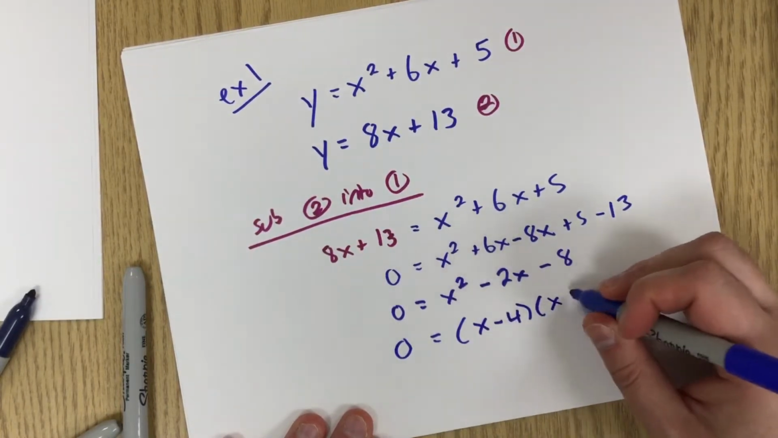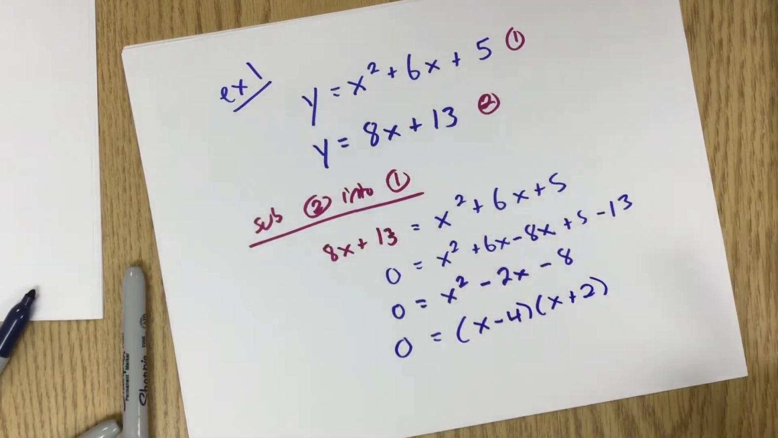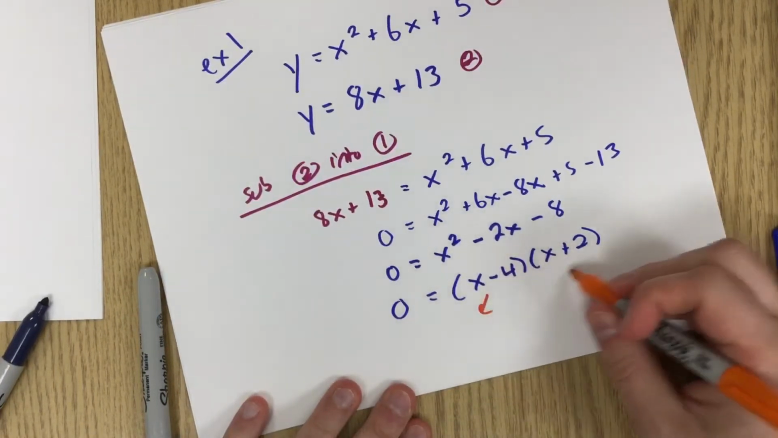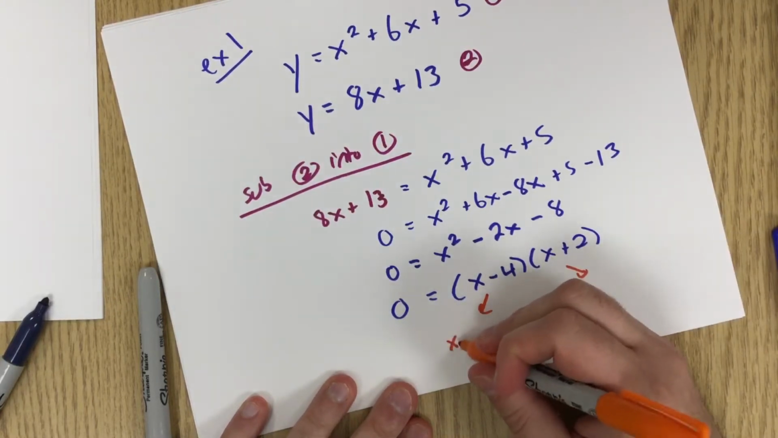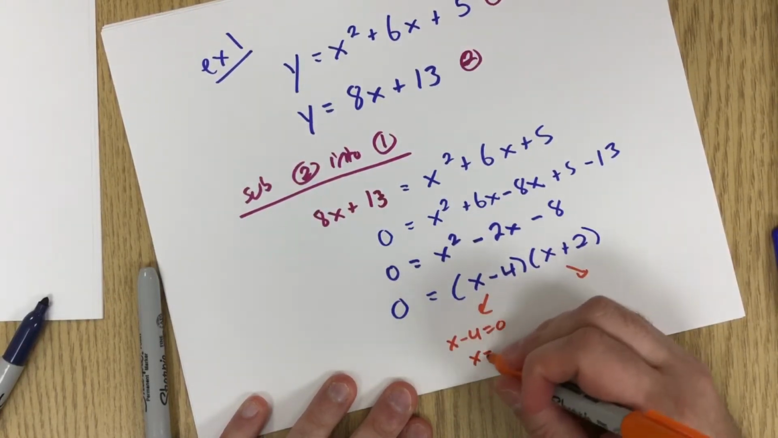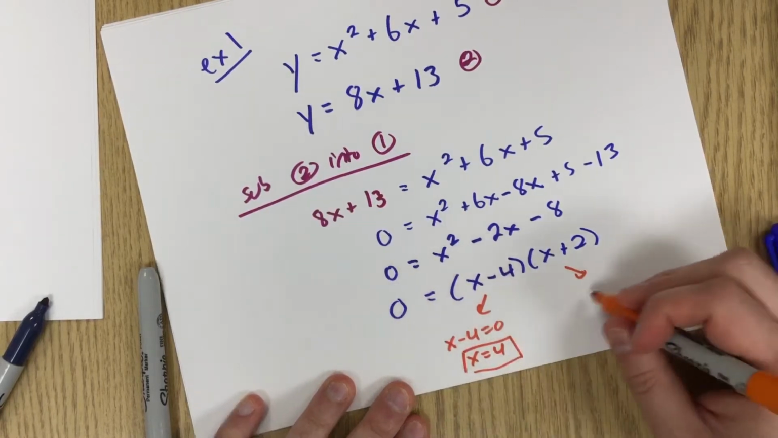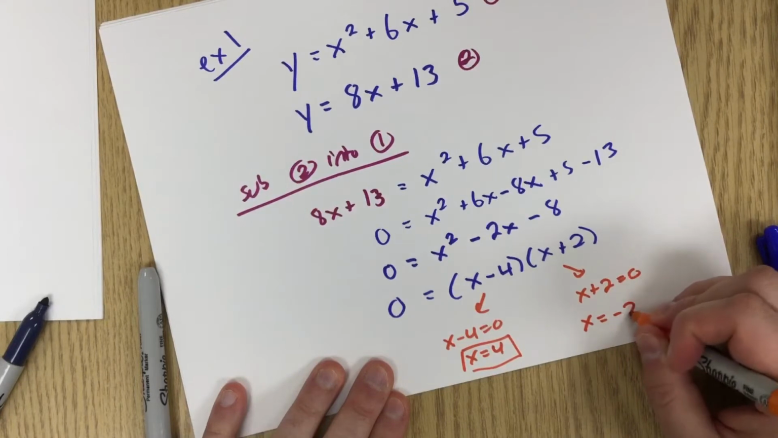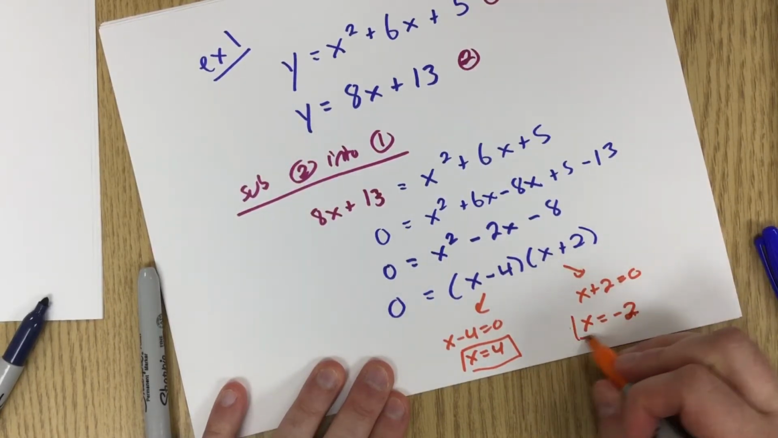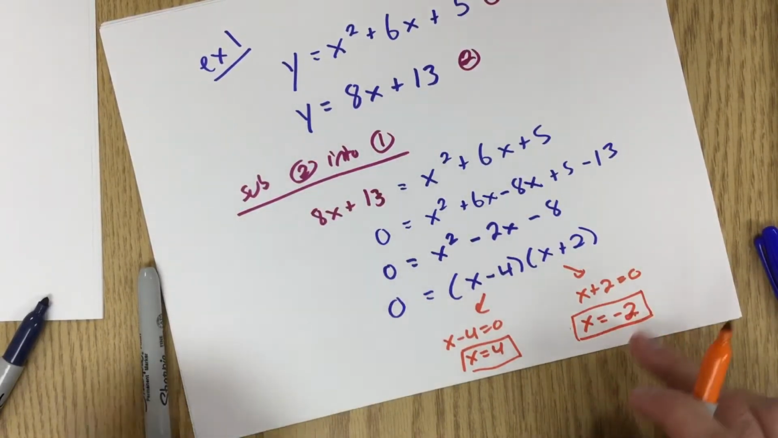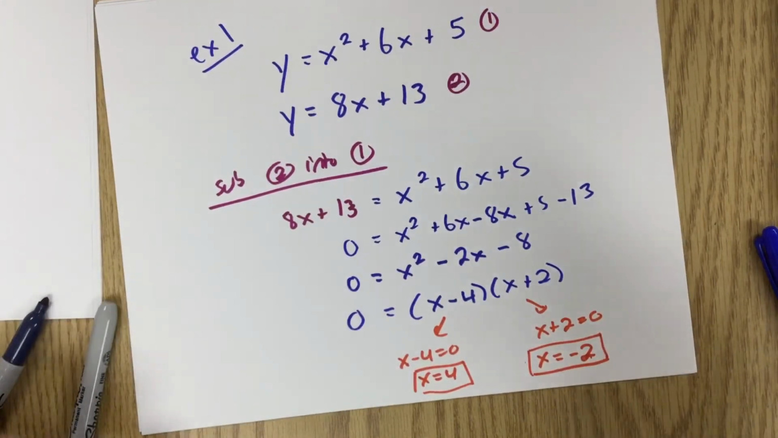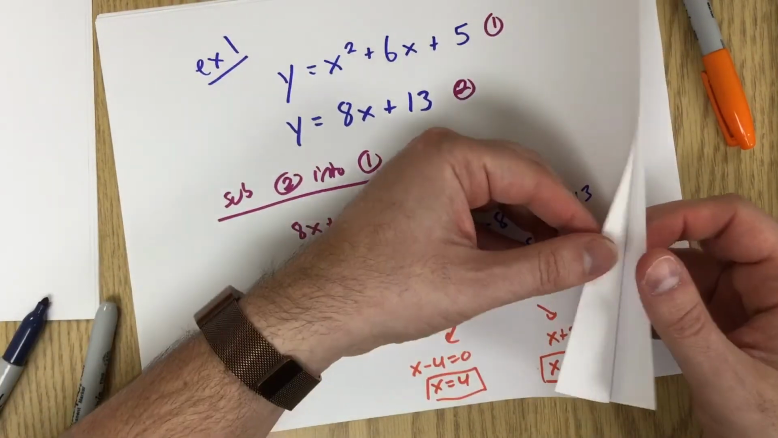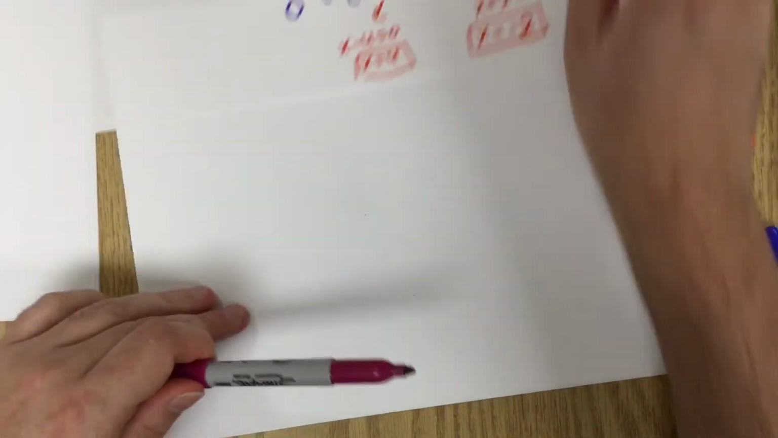So this factors into (x minus 4)(x plus 2), and that tells us that we have two solutions actually. So we know that x minus 4 equals 0, x equals 4, or x plus 2 equals 0, x equals negative 2. And if you had done the quadratic formula, you would have gotten the same two answers. So x is 4, x is negative 2. Now we're not quite done. We then have to figure out the y values for each of these.